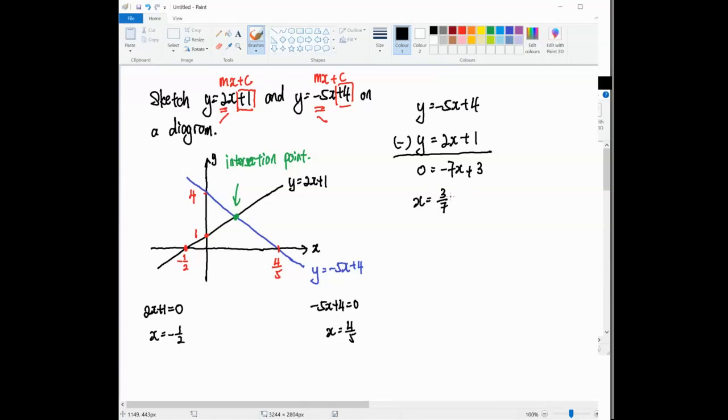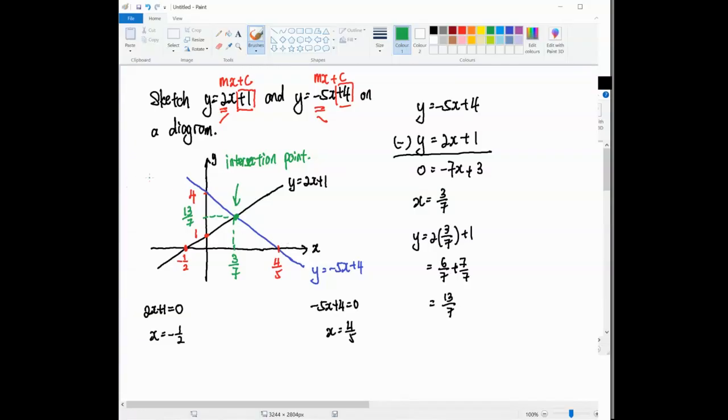And I can substitute this x into any of the equations to find y. So say, for example, I substitute 3 over 7 into this equation. So I'll get y equals 2 times 3 over 7 plus 1. So I got 6 over 7 plus 7 over 7, which is 1. So I get 13 over 7. As a result, the y coordinate is 13 over 7, and the x coordinate is 3 over 7.